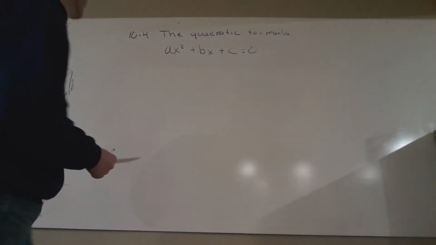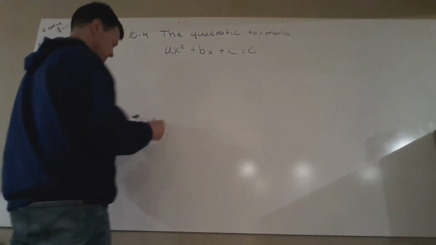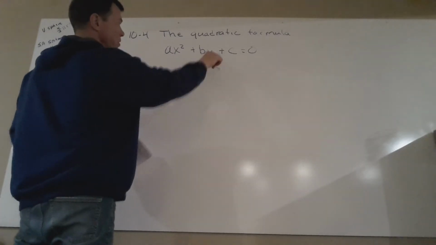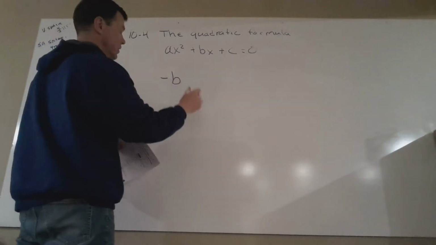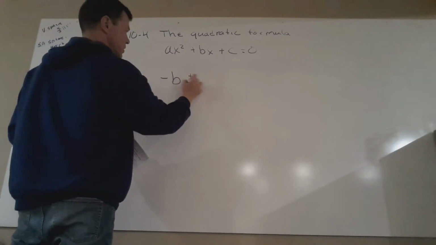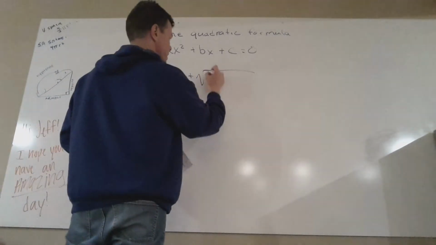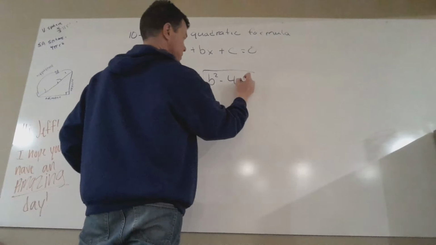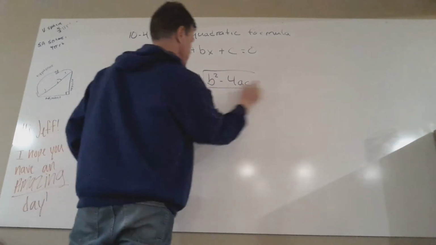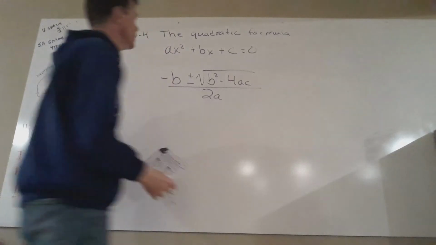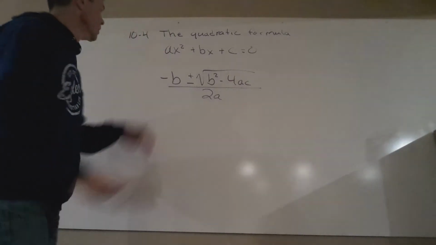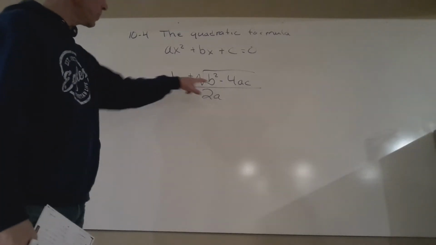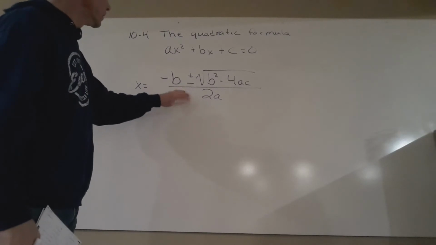Anyway, the quadratic formula is negative b, and I'm just going to be plugging in the numbers that correspond up here. Negative b plus or minus the square root of b squared minus 4ac, and that is all divided by 2a. That is x equals. So x equals negative b plus or minus the square root of b squared minus 4ac, all over 2a.